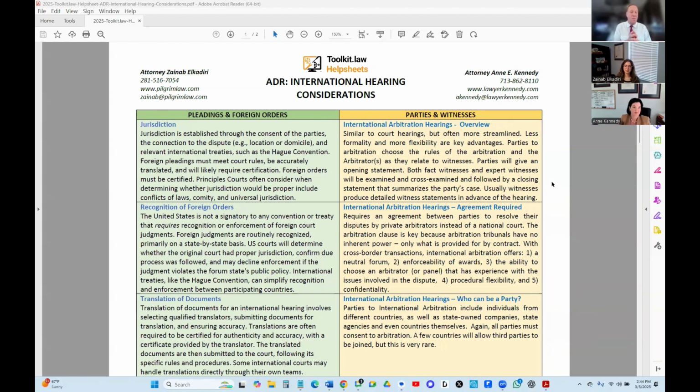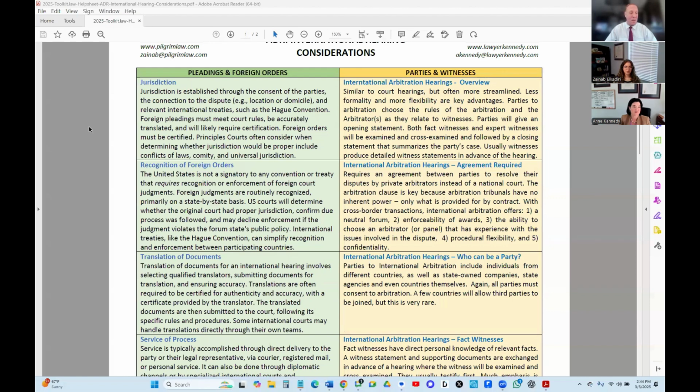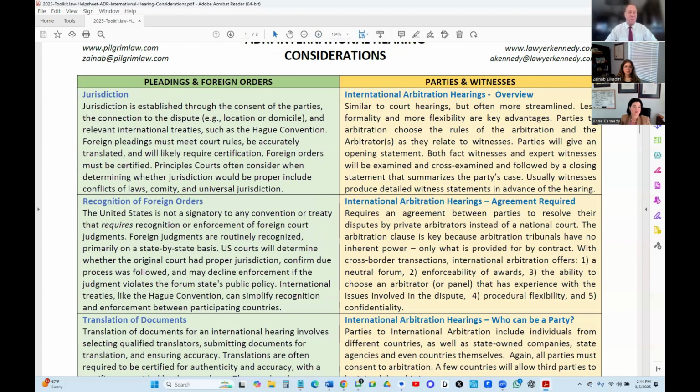That's correct, Tom. So, what do you want us to know about pleadings and foreign orders regarding international hearing considerations for ADR? I took the pleadings and foreign orders and divided it into a few subtopics, starting with jurisdiction. Jurisdiction is established through the consent of the parties, the connection to the dispute, like the location of the dispute or where the parties are domiciled, and relevant international treaties such as the Hague Convention.